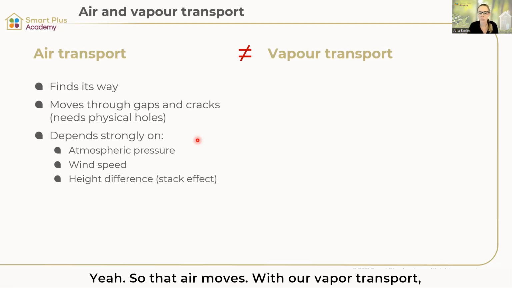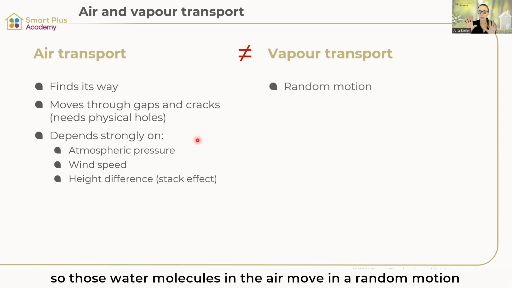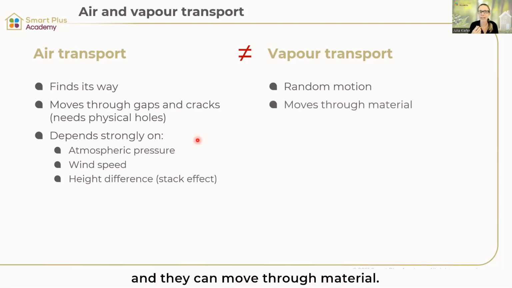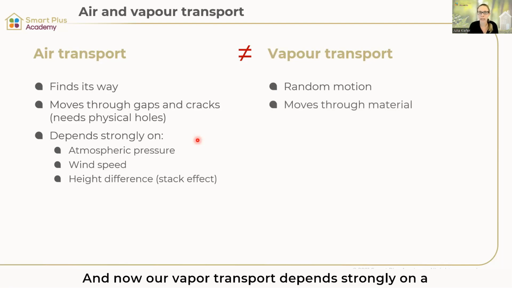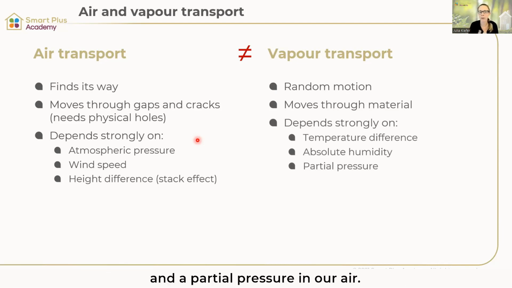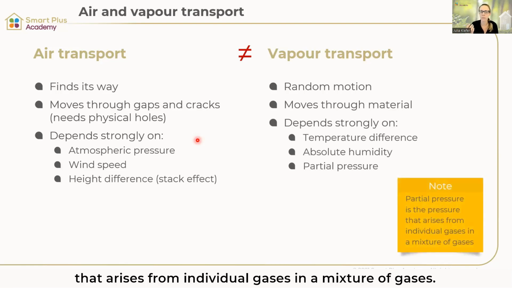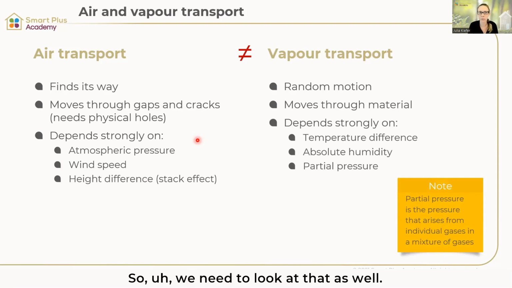With vapor transport, it's a little bit different. Vapor moves in a random motion. Those water molecules in the air move in a random motion, and they can move through material. Vapor transport depends strongly on a temperature difference, the absolute humidity, and the partial pressure in our air. A partial pressure is the pressure that arises from individual gases in a mixture of gases. So we need to look at that as well.